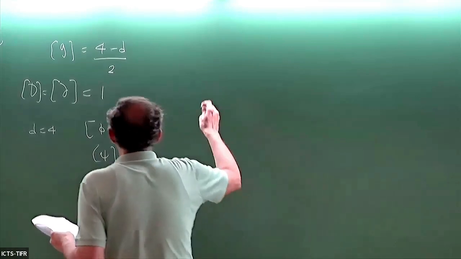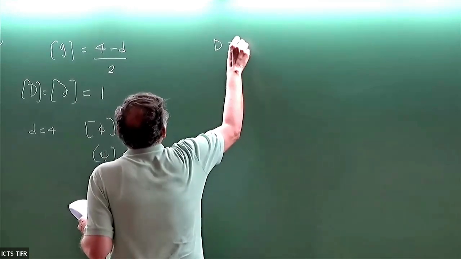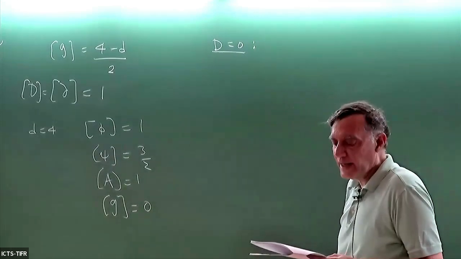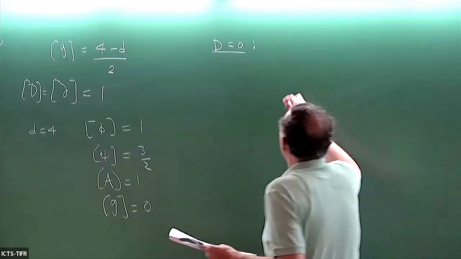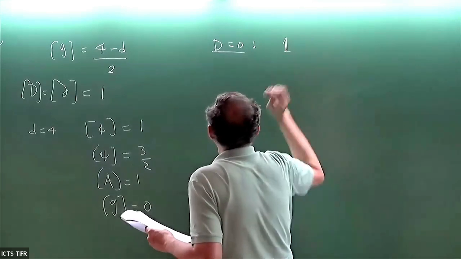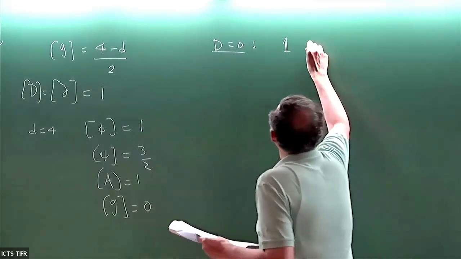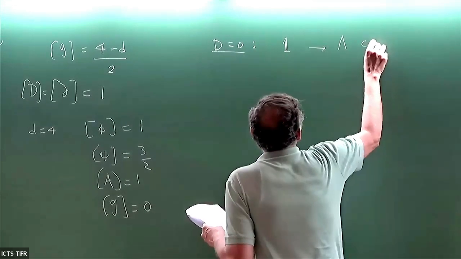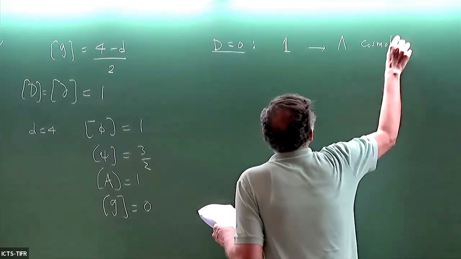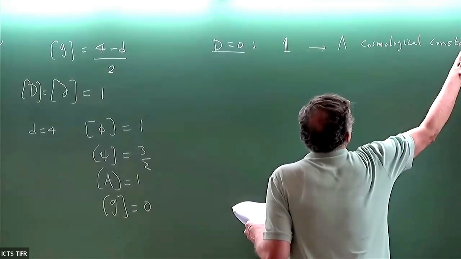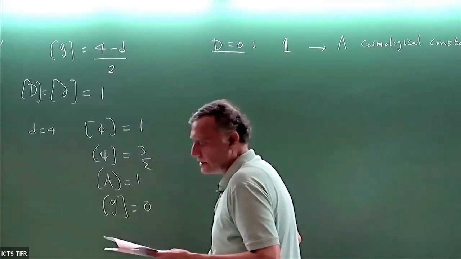So this first case is operators of dimension 0. And the only operator you can have of dimension 0 is the unit operator, just a number, 1. And the coefficient of this is the cosmological constant. So that's the constant term in the Lagrangian.